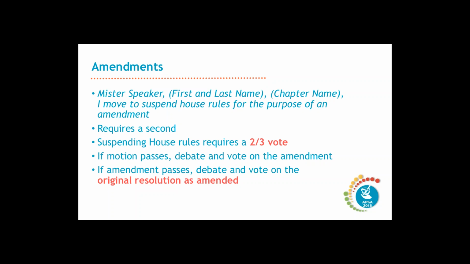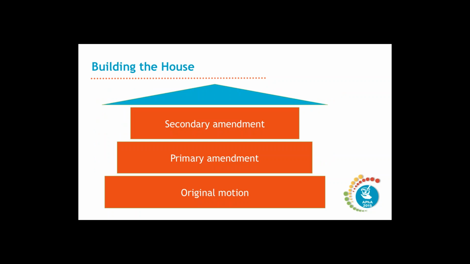If the amendment passes, then the House debates and votes on the original resolution as amended. Oftentimes, we look at the amendment process as building a house. You have the original motion that is considered by the House, and a delegate puts forth an amendment. At that point, the amendment then has to go through a two-thirds vote to suspend House rules, and then the House will then debate that in order to consider that amendment.